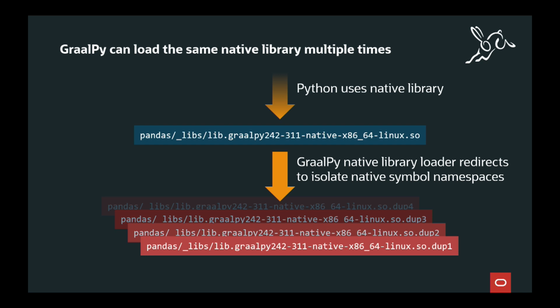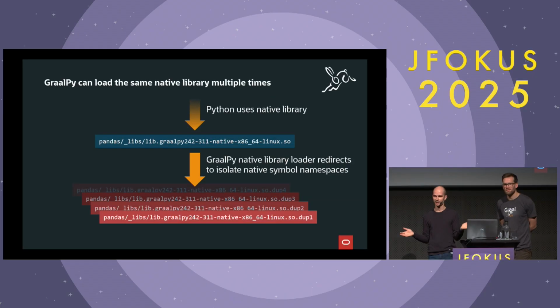Remember, we control the interpreter, and we intercept any time that actual Python code wants to access native libraries, and we transparently redirect that to different copies in memory of those native libraries, so that the operating system dynamic library loader will isolate these native symbol namespaces for us. This isn't process isolation, but this is library isolation. So these libraries now live multiple times in your process space, and they're independent. And you can actually scale even workloads that use native libraries across multiple cores in one process.